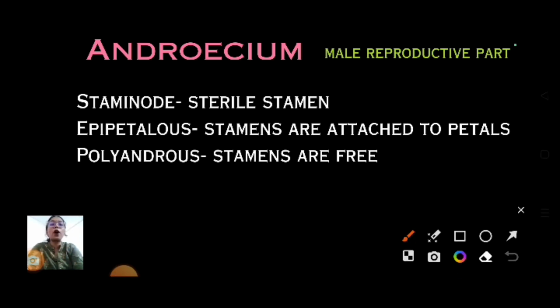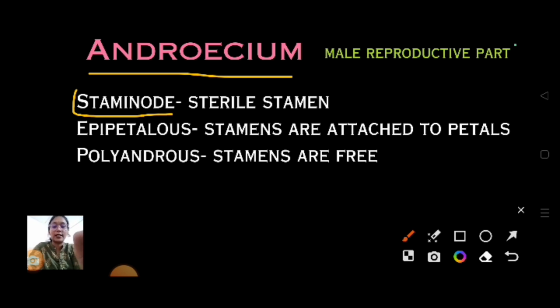So let's talk about Androecium, the male reproductive part of a flower, the male part of a flower. Okay, we'll see some terminology. Let's see staminoids. What is staminoid? It is the sterile stamen. Means they do not produce any kind of pollen grains, they do not help in the fertilization, they do not help in the pollination and all. So staminoids are the sterile stamen.